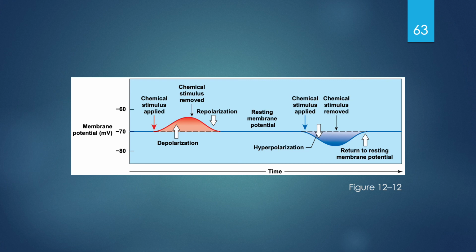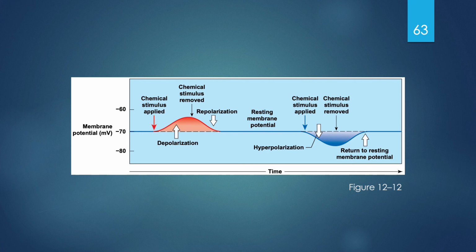So at the very beginning of our baseline, we're at negative 70 millivolts, which is our membrane potential, and a chemical stimulus is applied, which results in the cell depolarizing because it moves closer towards a less negative potential. It moves towards 60 as opposed towards 80. So it's moving towards 60, it's becoming less negative. So then when the chemical stimulus is removed, the membrane potential is going to return back to normal, which is a more negative baseline at negative 70 millivolts, and we call that repolarization.